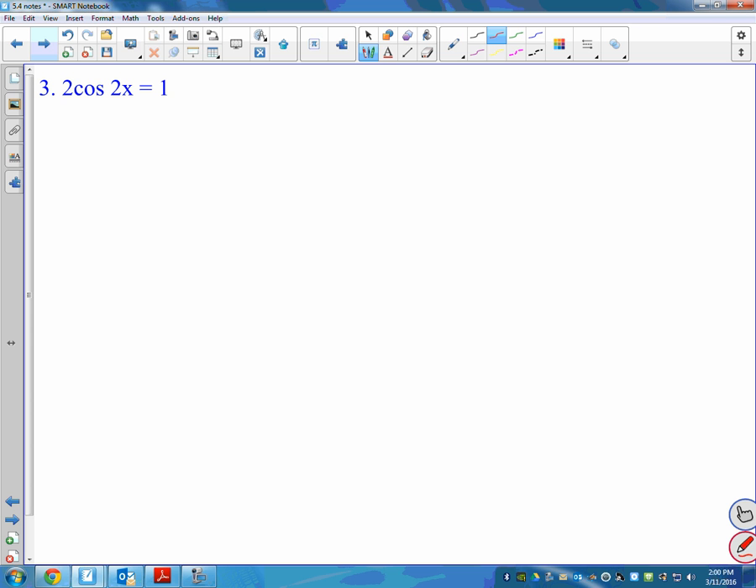So I can't separate this cosine 2x, but what I can do is divide this over, and that would say cosine of 2x equals. With me on that? It's inside the cosine. All you can do is use the formula that I use, right?